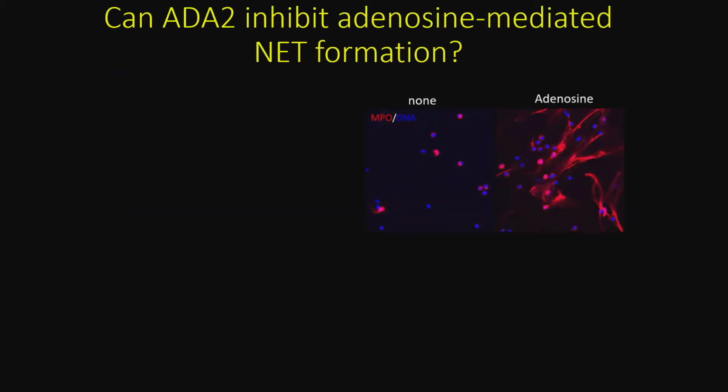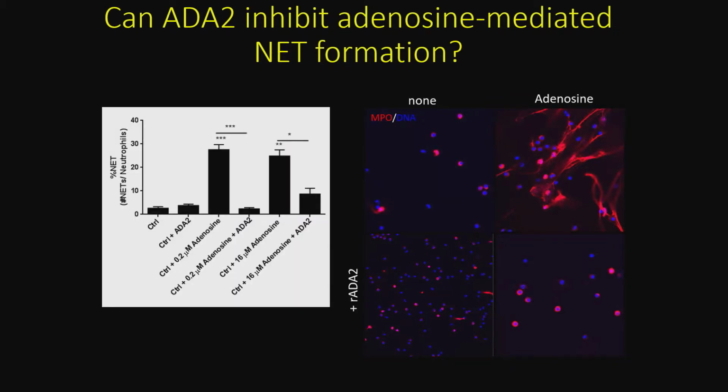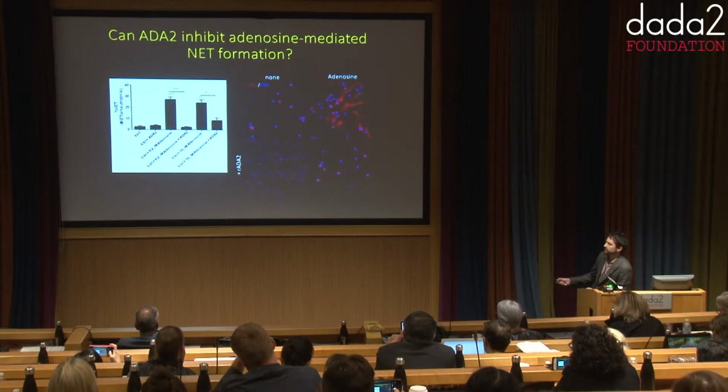So then we asked, okay, adenosine is stimulating NETs. What's the role of ADA2? Can it block NETosis? Here we're seeing no stimulus, and healthy control neutrophils stimulated with adenosine to produce NETs. And here is this in the presence of recombinant ADA2, where you don't see NETosis. Put in bar graphs, this is at 0.2 and 16 micromolar. You can see profound NETosis from adenosine on neutrophils that's blocked in the presence of recombinant ADA2.